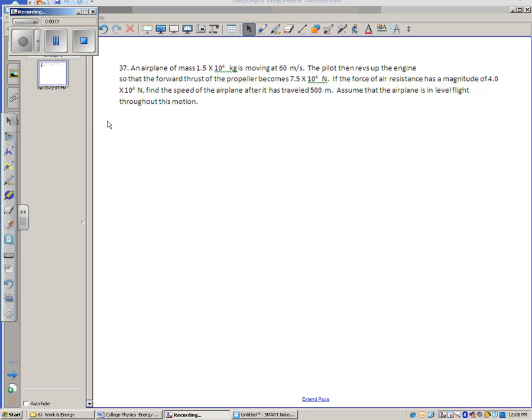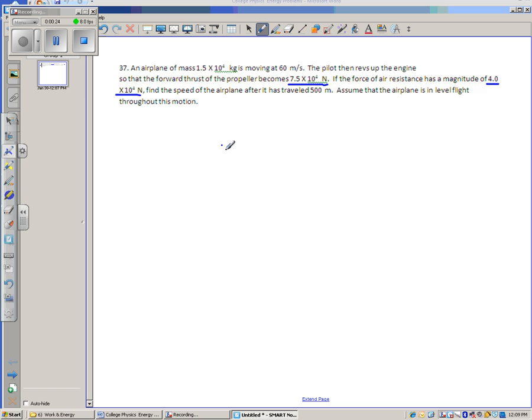All right, ready. So, it says an airplane has a mass of 1.5 times 10 to the fourth kilograms, with 60 meters per second. The pilot then revs up the engine so that the forward thrust of the propeller becomes 7.5 times 10 to the fourth. If the force of air resistance has a magnitude of 4.0 times 10 to the fourth. Okay, so that means we have two forces going in opposite directions of each other.